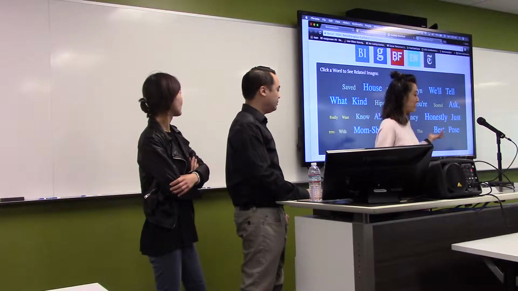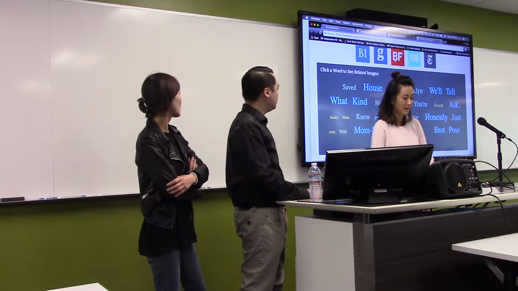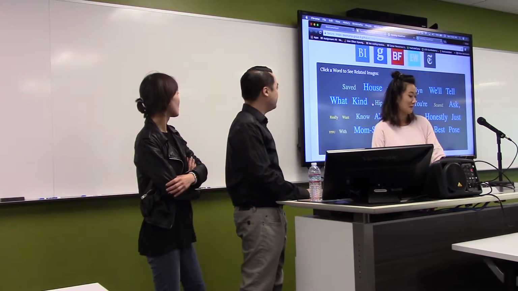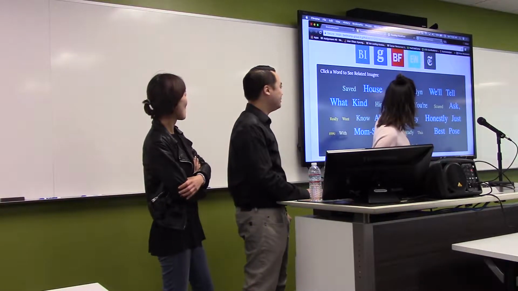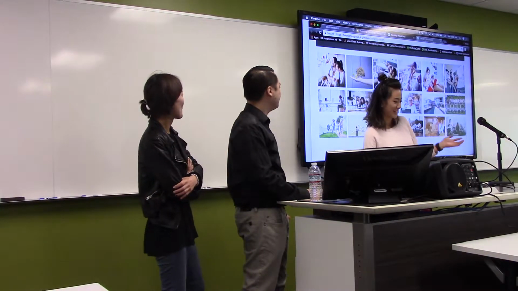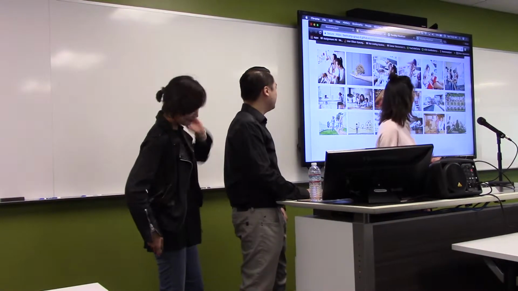The nice thing about this is that if I click on BuzzFeed again, it'll give me a different set of words, so I won't get bored looking at the same word kind several times. I can say, well, I don't want to click on mom shaming, but like house. If I click on house, it shows words or images related to home and family.